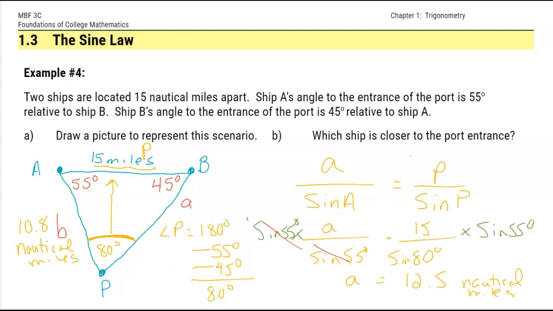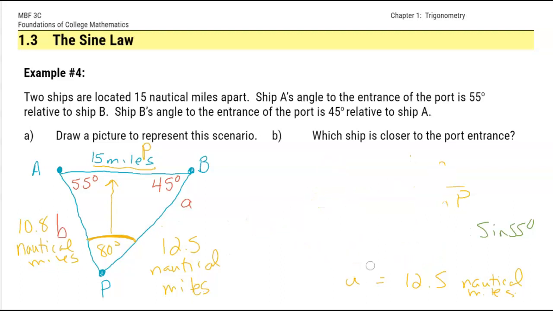Right, and so let me erase some of this business over here. I'm going to get rid of all this. So now I found out that this distance right here from port to ship B is 12.5 nautical miles. So I want to finish off my word problem by making sure that I include a therefore statement to let the reader know that I know what the answer to this problem is. I've done the math. Now I need to write my therefore statement.